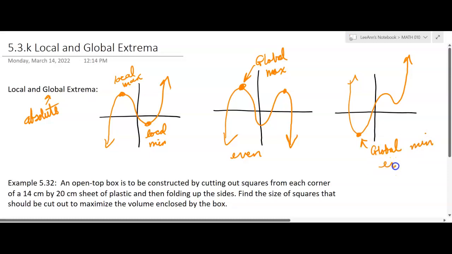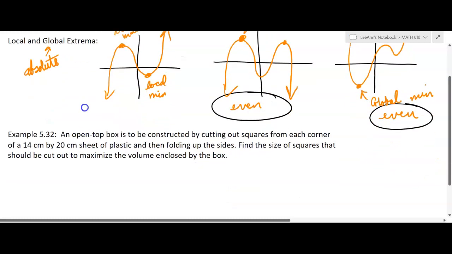And this is also an even function. Notice that you can only have a global max or a global min on even functions, okay? So just pointing that out.